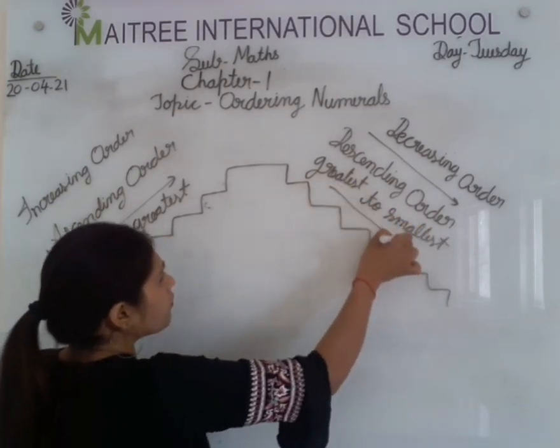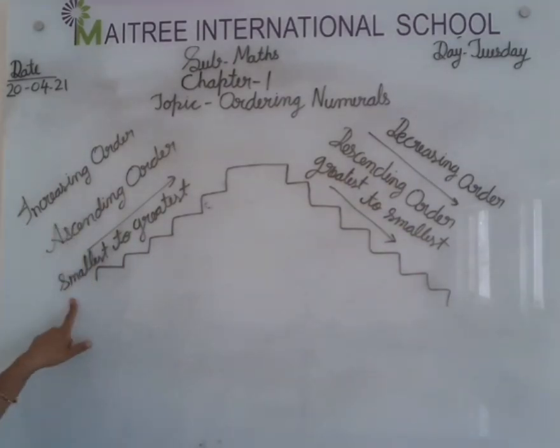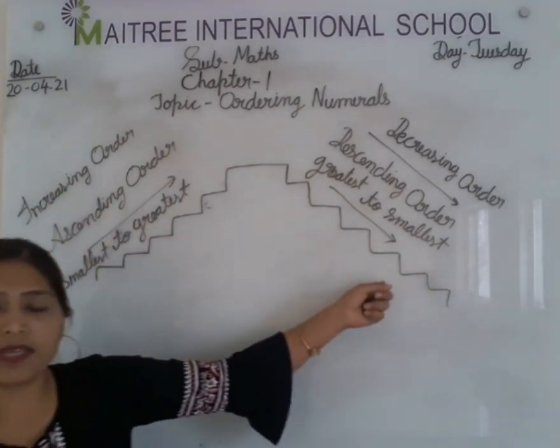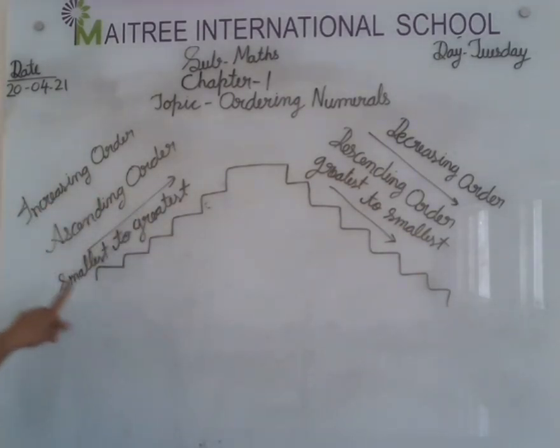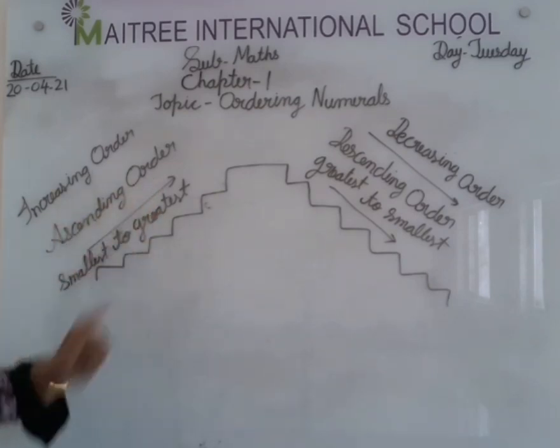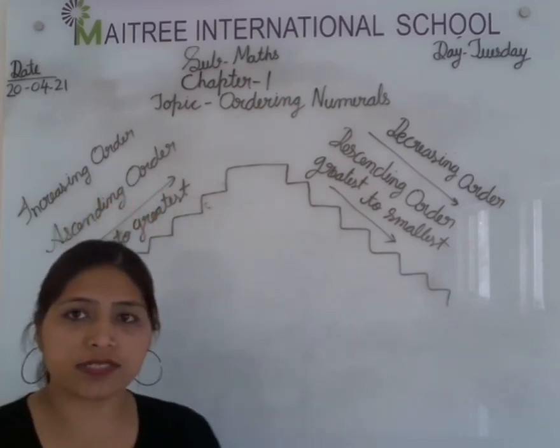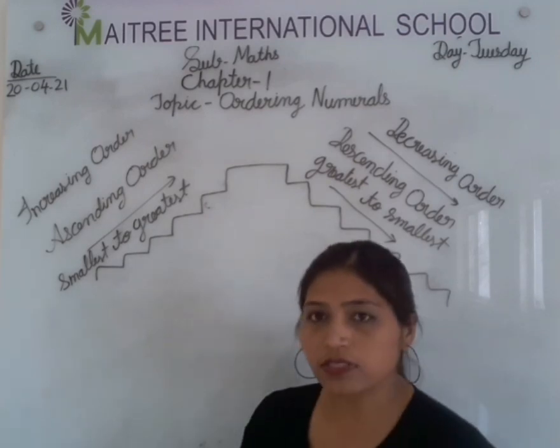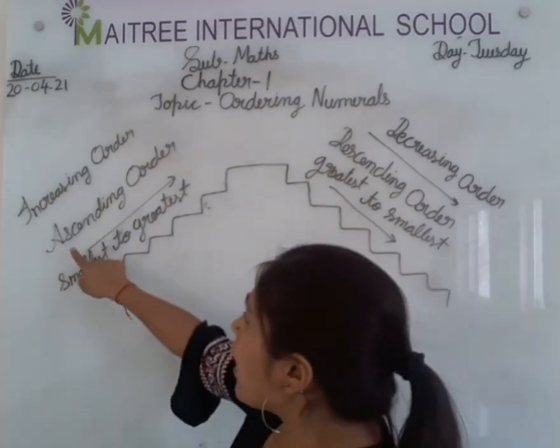So one by one we will discuss ascending and descending. First I am discussing ascending order. There are three names for ascending, so don't be confused by it. What are the three names?